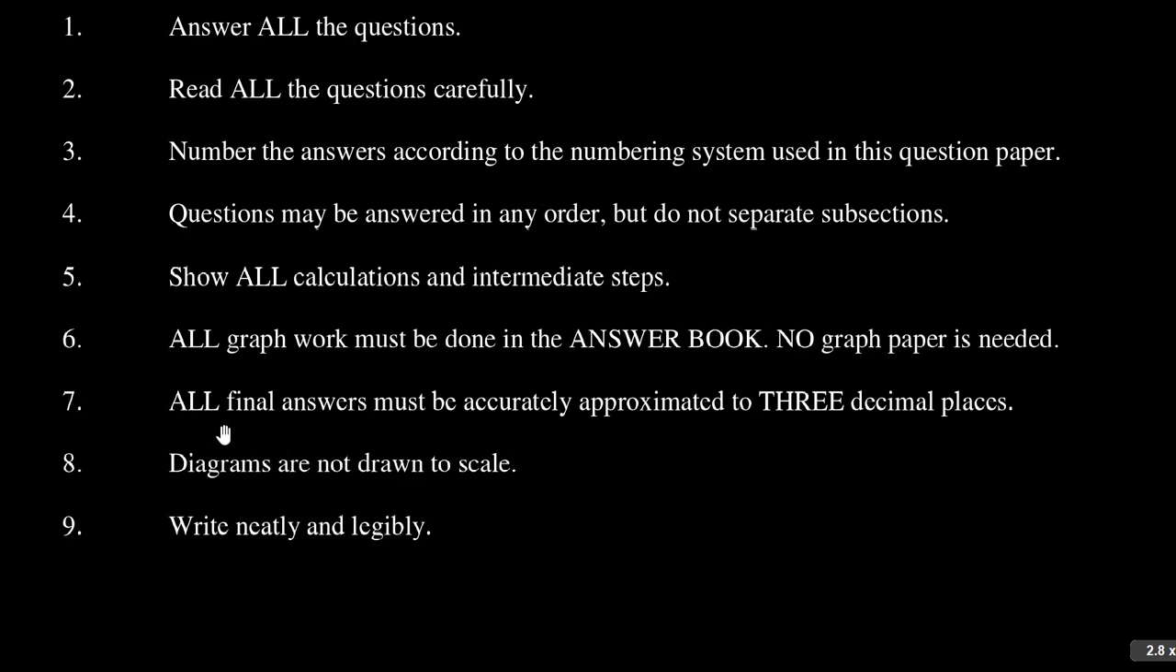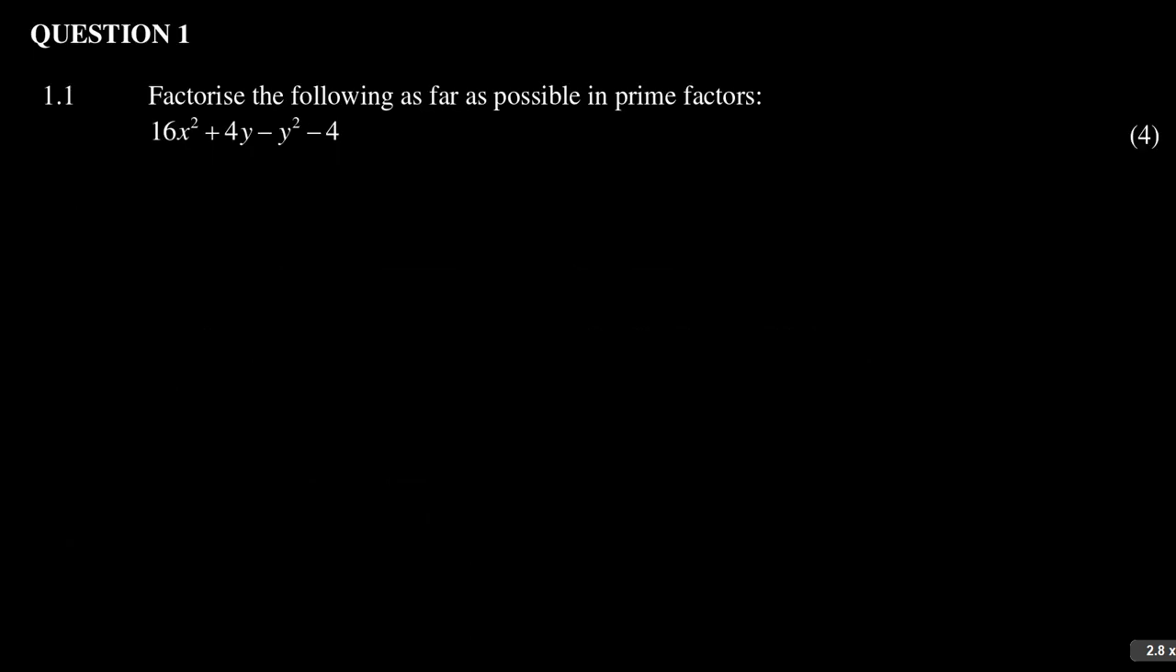Instruction number 7 says all final answers must be accurately approximated to 3 decimal places. So remember to leave your final answer up to 3 decimal places, and diagrams are not drawn to scale, so don't use a ruler to try to measure those diagrams. As well, you need to write neatly and legibly, meaning if you do not have neat handwriting, or if you write clumsily, they are going to penalize you some marks.